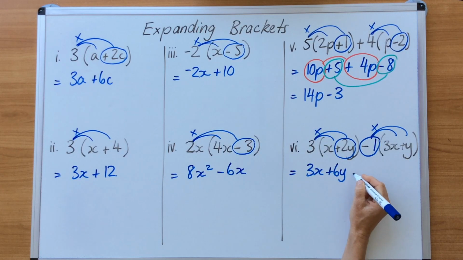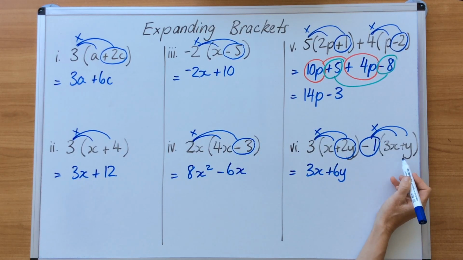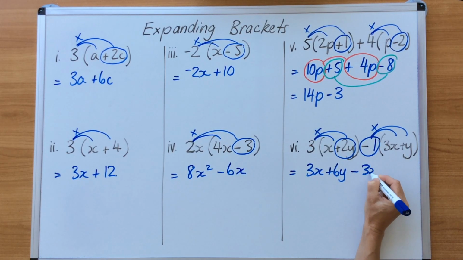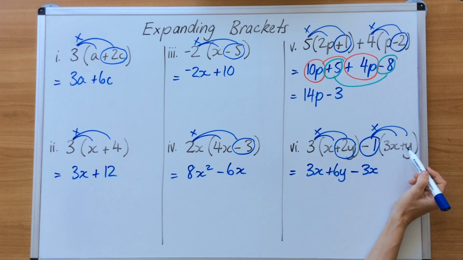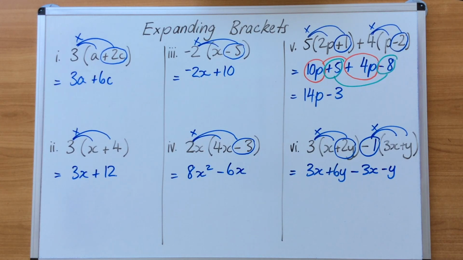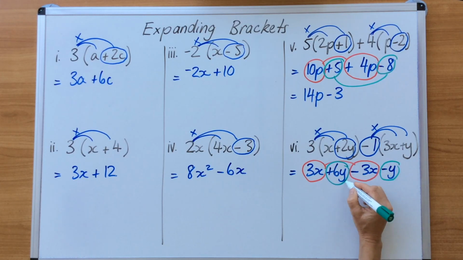We don't do anything in here just yet. We wait to see the outcome of this multiplication. So negative 3 times 3x is negative 3x, and negative 1 times y is a negative y. And now we're going to collect the like terms. So we're looking for the terms that are related, have a relationship. So we look at the 3x being related to the negative 3x, and we join those. And the positive 6y is related to the negative y, and we link those together. So now we've collected our like terms, we can now go ahead and solve.